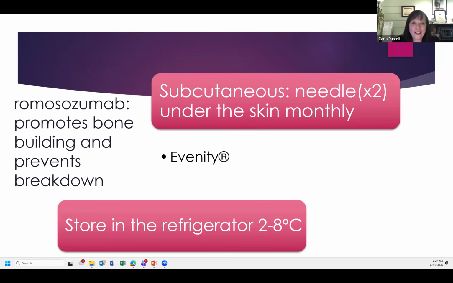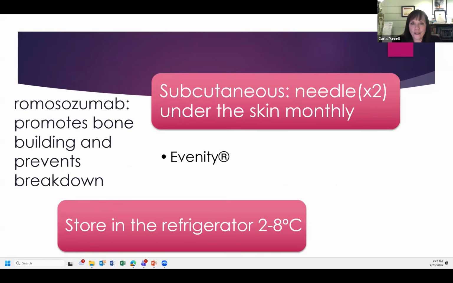Romosozumab is the new kid on the block. The brand name of this is Evenity. This is also a needle that goes under the skin. This one actually works a little bit differently because it works both to prevent bone loss, like the bisphosphonates and denosumab do, and also to promote building of new bone. So this one works both ways.